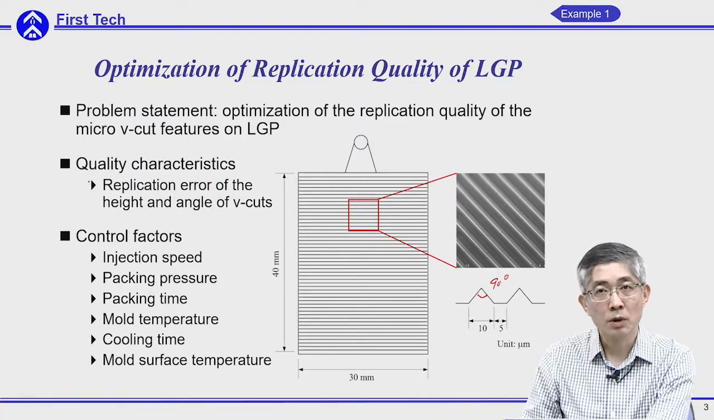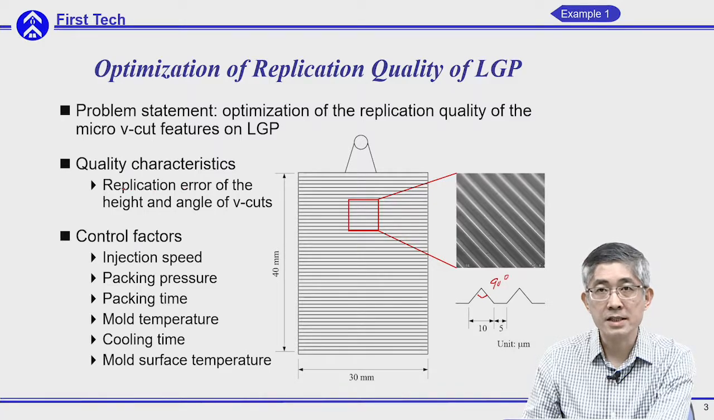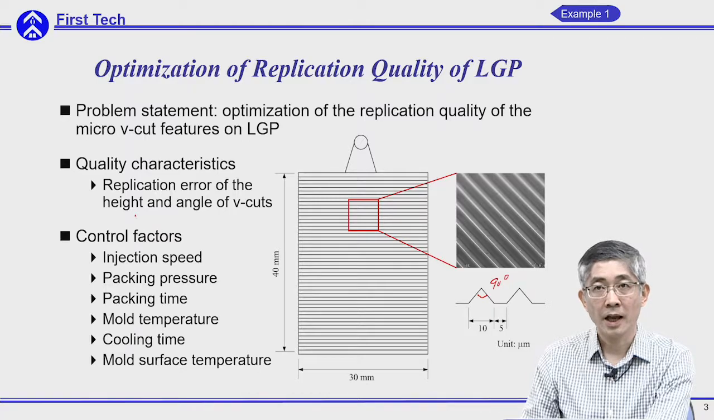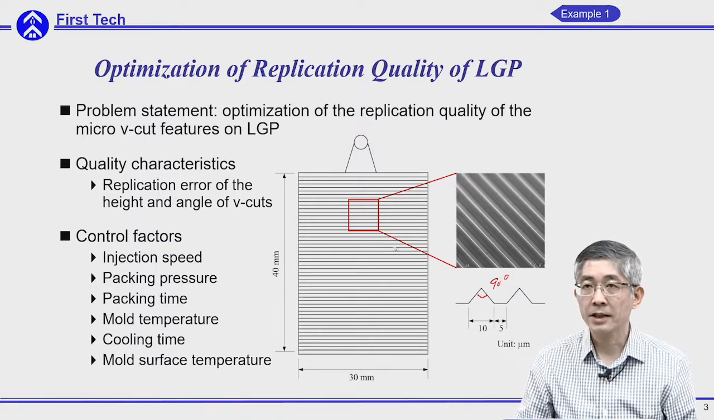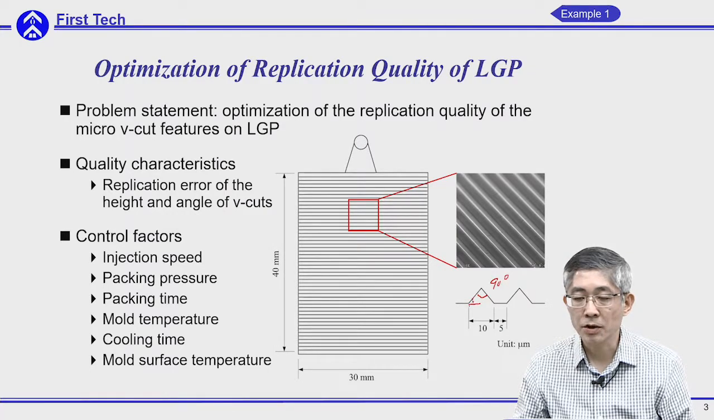So here the quality characteristics can be represented by minimizing the replication error of the feature height and the feature angle. The ideal height will be 5 micron, and the angle we are talking about is the angle over here, which is 45 degrees.